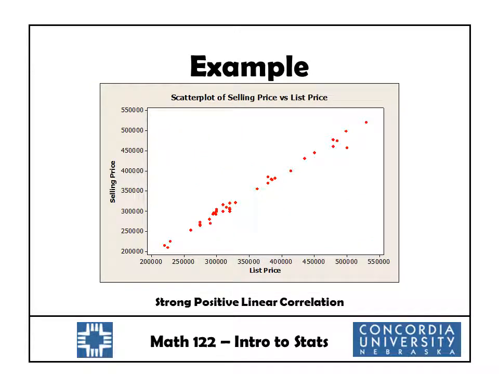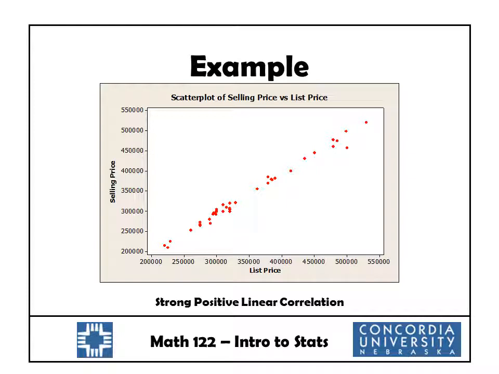Here's another graph that comes from that same set of data. Here we've graphed its selling price versus its list price. Its list price is the price you'd put in the newspaper if you were trying to sell it. Its selling price is what it actually sells for. We see that those dots do form a very good straight line that slopes up from left to right, which means that as the list price increases, the selling price also increases.